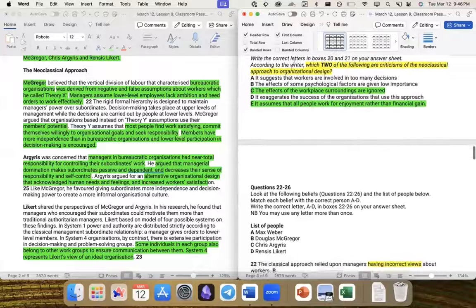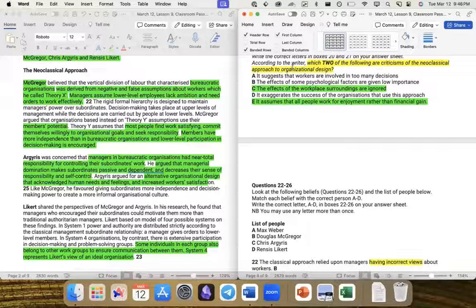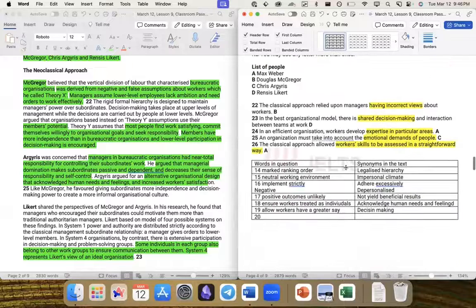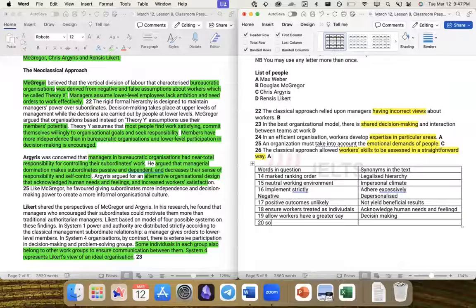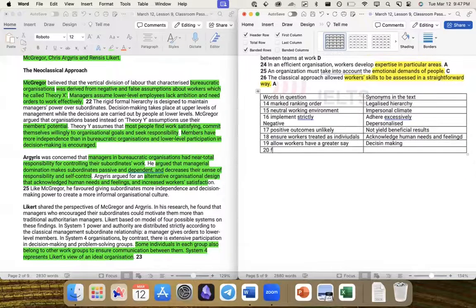And then 20, effects of surrounding ignored. Surrounding variables, surrounding effects. Effects ignored. Ignored is a synonym for overlook. Overlook what? Variables.